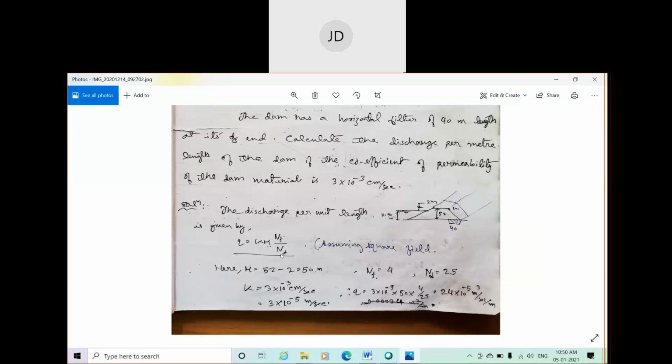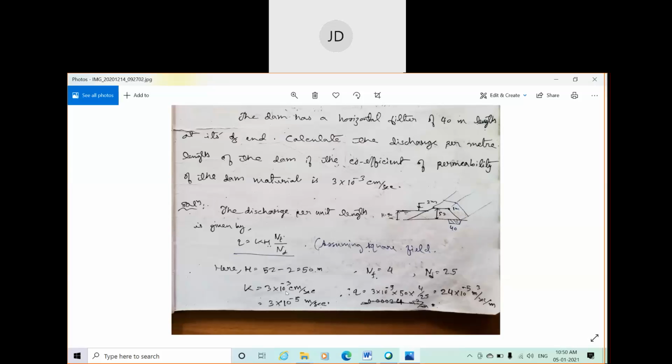Now we just need to put in the values. So H equal to 52 minus 2, that is 50 meter. The number of flow channels is given as 4. The number of potential drops is given as 25. The value of K is given as 3 times 10 to the minus 3 centimeter per second. Since the other values are in meter, H is in meter, so let's convert the value of K to meter per second. Simply converting from centimeter per second to meter per second, that is 3 times 10 to the minus 5 meter per second. This is just a unit conversion.